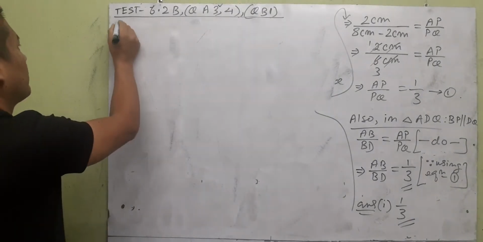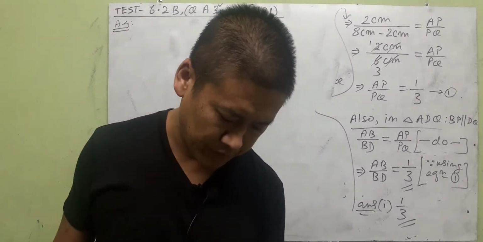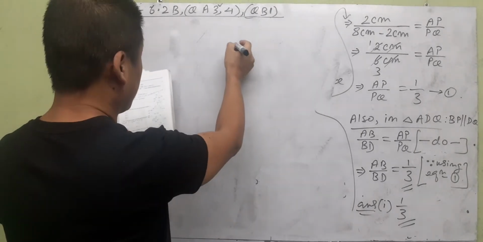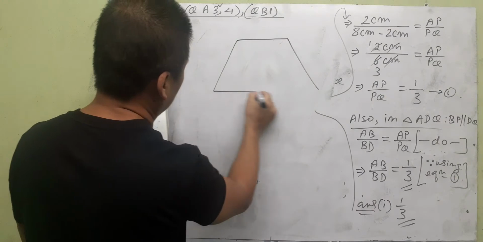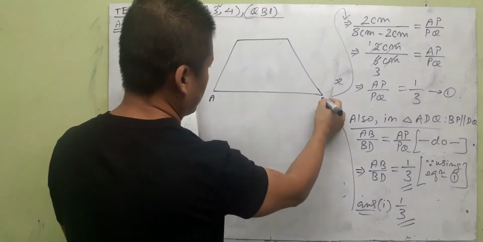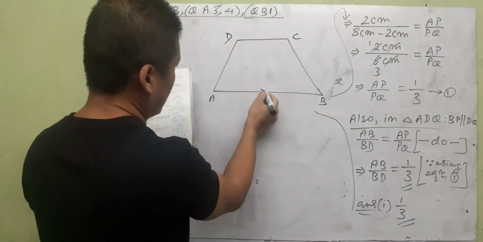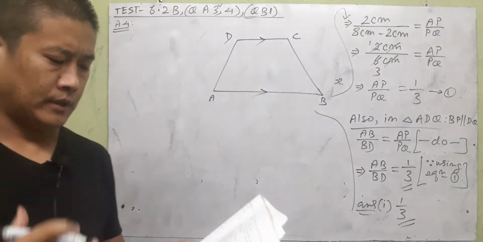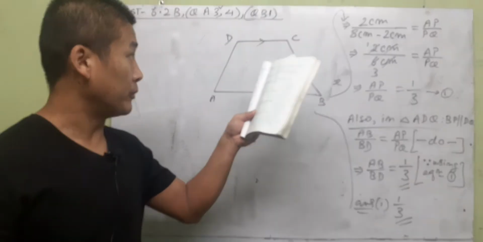So question number A4. Let me read the question for us. In trapezium ABCD, AB parallel to DC. So let's just draw the diagram first. A trapezium is a four-sided figure like this, in which a pair of opposite sides are parallel. In this case, AB is parallel to DC, opposite sides. Any four-sided figure with a pair of opposite sides parallel is called a trapezium. The other two may or may not be parallel.